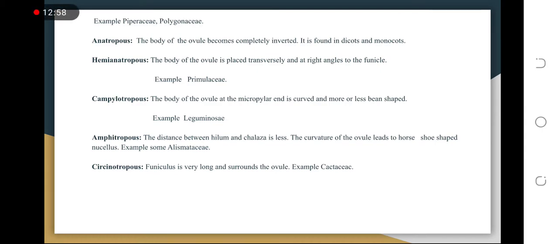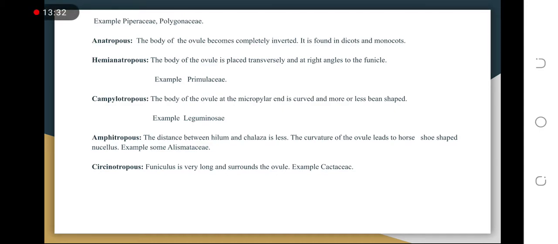Anatropous: the body of the ovule becomes completely inverted and it is found in dicots and monocots. Hemianatropous: the body of the ovule is placed transversely and at right angle to the funicle. Example, Primulaceae. Campylotropous: the body of the ovule at the micropylar end is curved and more or less bean shaped. Example, Leguminaceae.